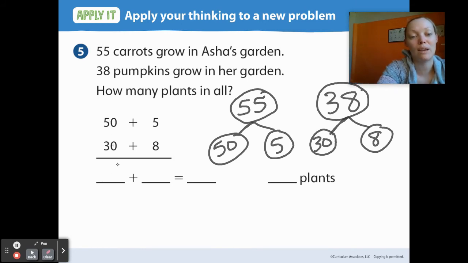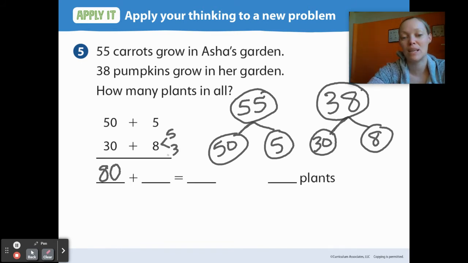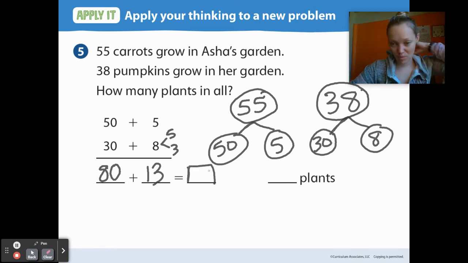So this should look like 50 and 30 make 8 10s, which is 80. And then 8 and 5. Well, if I break up my 8 into 5 and 3, 5, 6, 7, 8, I know that 5 and 5 will be 10 plus 3 more, so that would be 13. And then you'll write your answer over here.